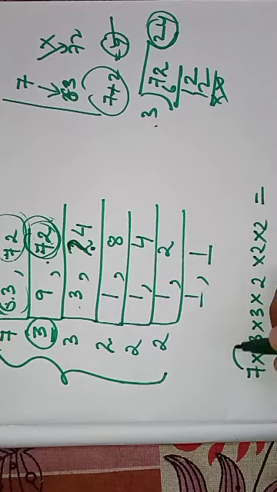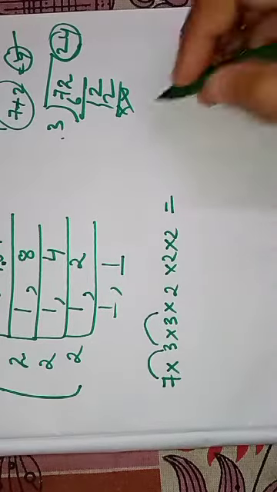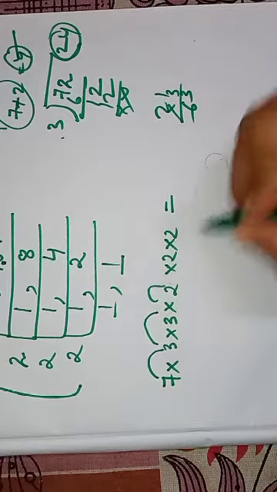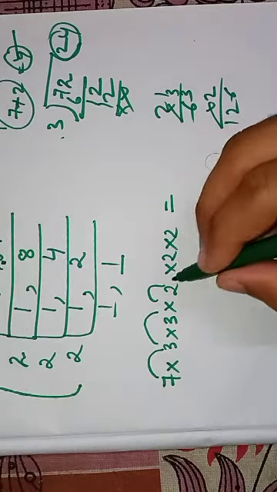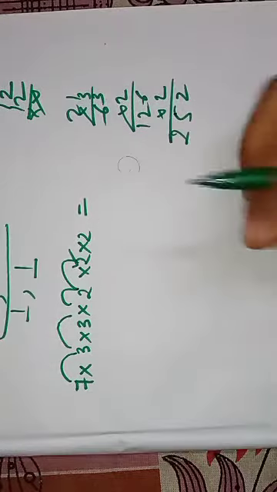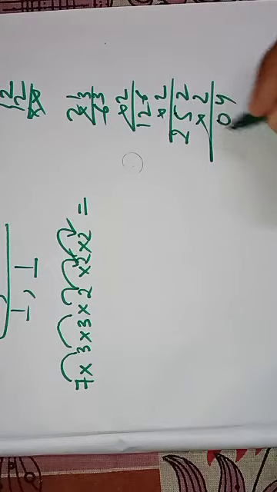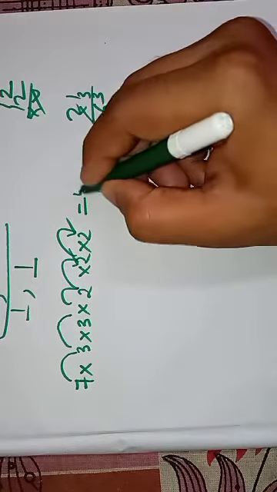So 7 3s are 21, 21 3s are 63, and 63 2s are 126, 126 2s are 252, and 252 2s are 504. So 504 will be the answer. Okay.